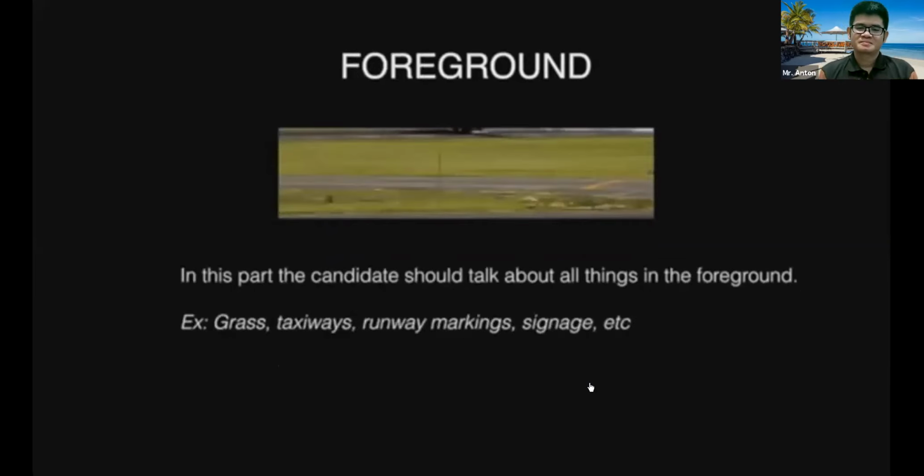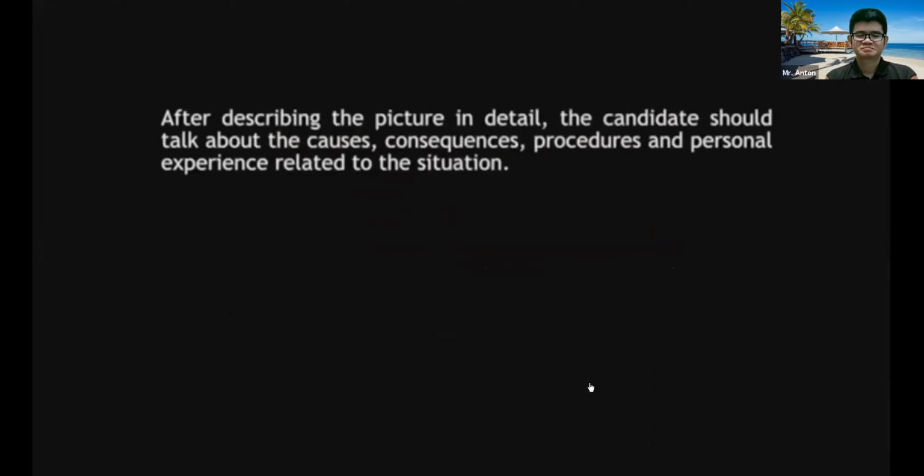Foreground. In this part, the candidate should talk about all things in the foreground. Example: grass, taxiways, runway markings, signage, etc. After describing the picture in detail, the candidate should talk about the causes, consequences, procedures, and personal experience related to the situation. Now we will show you an example of how to describe a picture, following the structure we have taught you in this video.